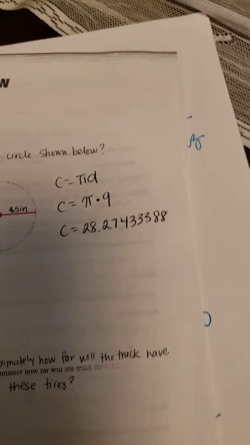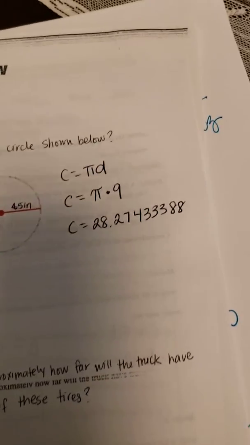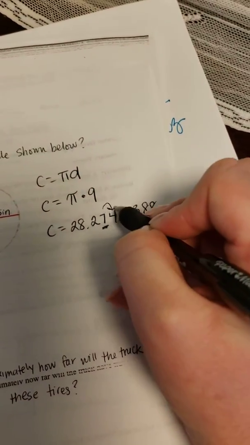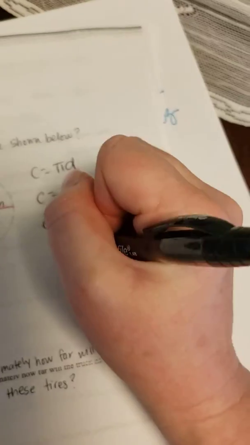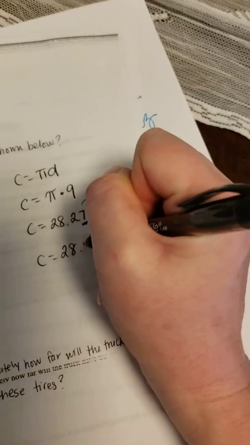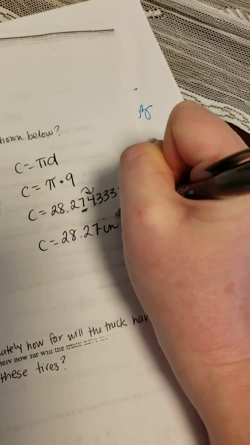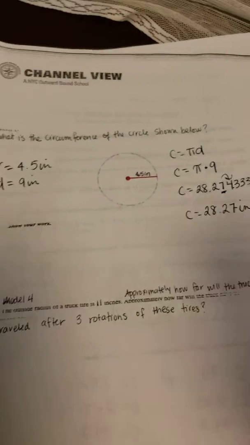So if we round to the nearest hundredth, which number's in the hundredths place? The 7. So the 7 looks at the 4. Since it's a 4, it would stay the same. And it would be just inches, because it's perimeter.